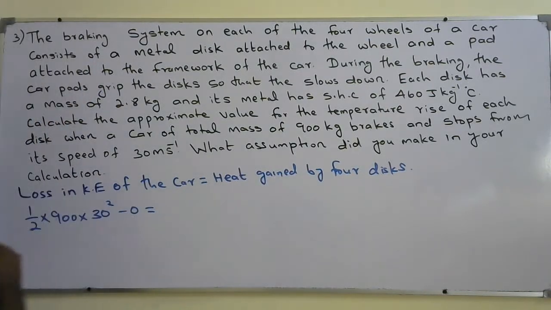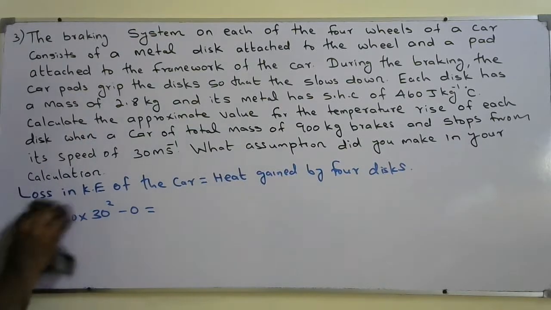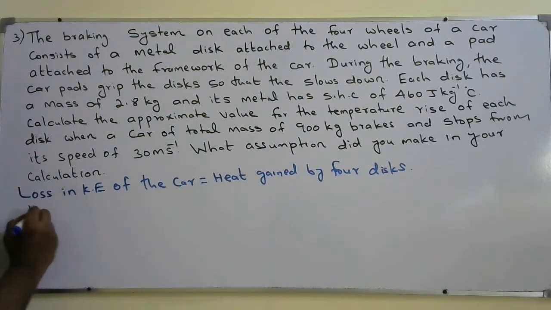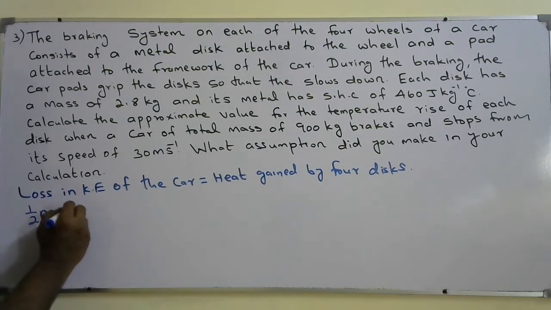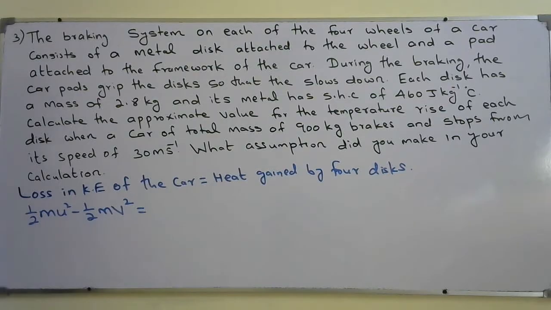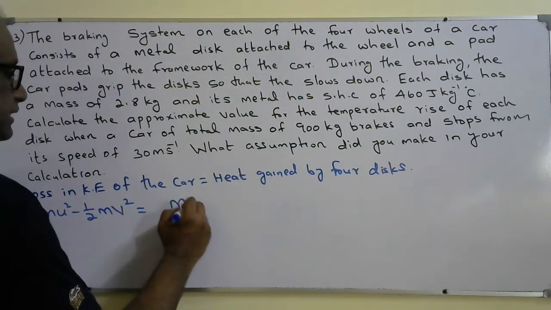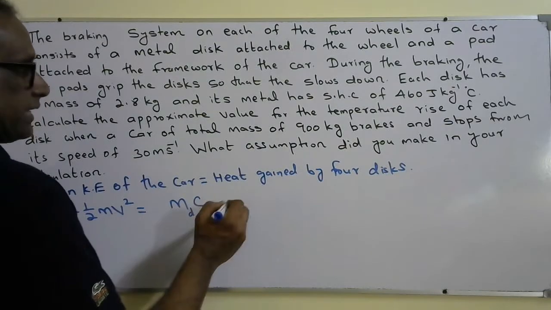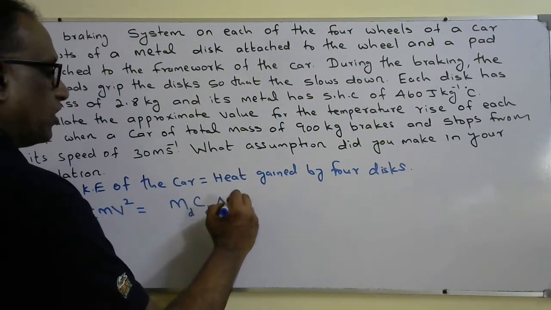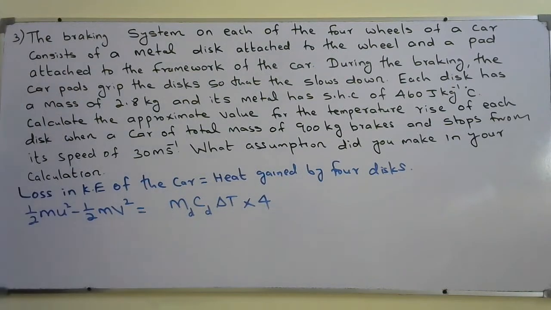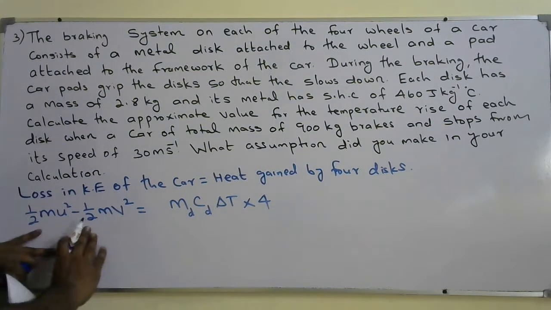If I want, I can write it as an equation, then go to the numerical value. Half m u squared minus half m v squared is the loss in kinetic energy, where v is 0. On the other side, mass of the disc times specific heat capacity of the disc times delta T. This is for one disc, multiplied by 4. There are 4 discs absorbing the same heat lost by the car.